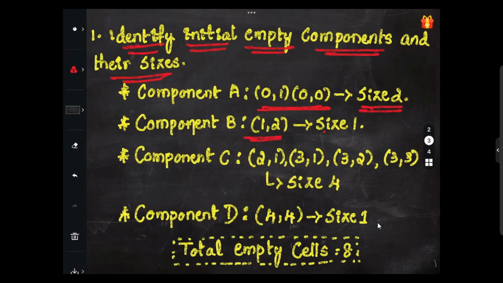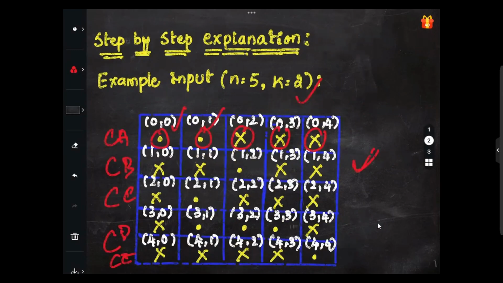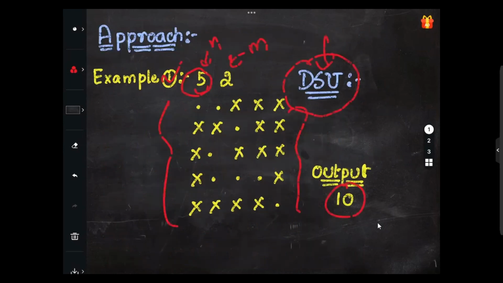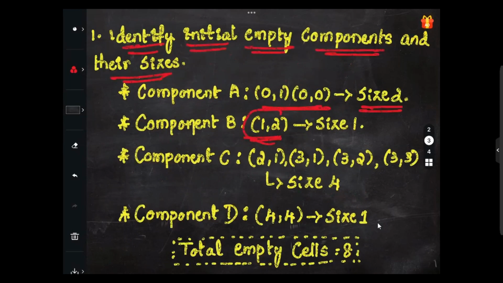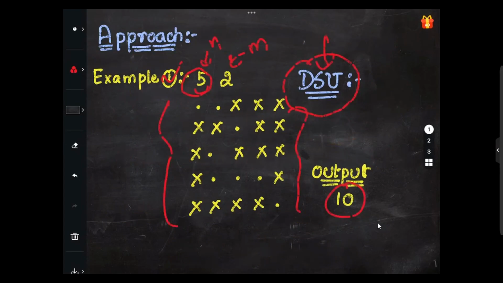In the component B, we are considering k equals 2. Component B consists of 1, 2, which is empty basically, right? So here 1, 2 is empty. So this is size 1. Component A is size 2, and component B is size 1. Component C consists of this one.